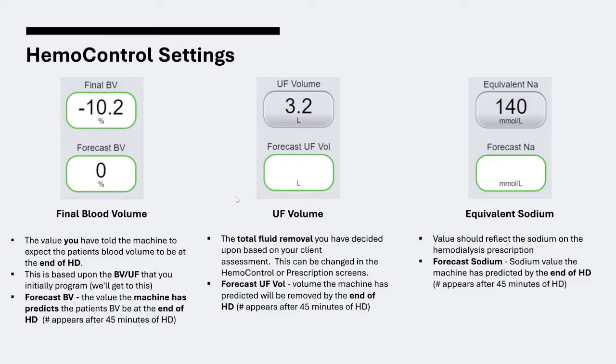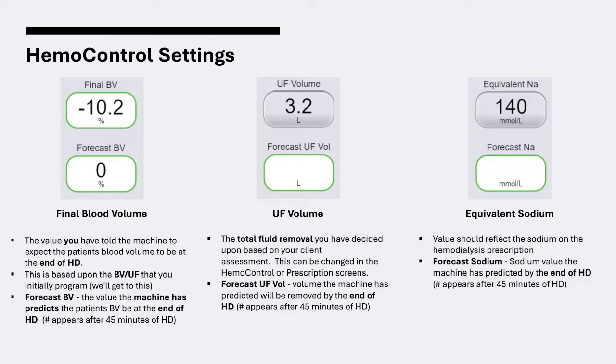Next up, we have our UF volume. So this one's really simple. UF volume is just the total fluid removal that we have decided based on our client assessment. So this is the same if it's a linear UF or HemoControl UF. It doesn't matter. It's just how much fluid would you like to take today. So this can be changed in one of two places. You can either change it in your regular prescription screen under UF volume or in HemoControl. The two are tied together, so if you modify one, the other will also change.